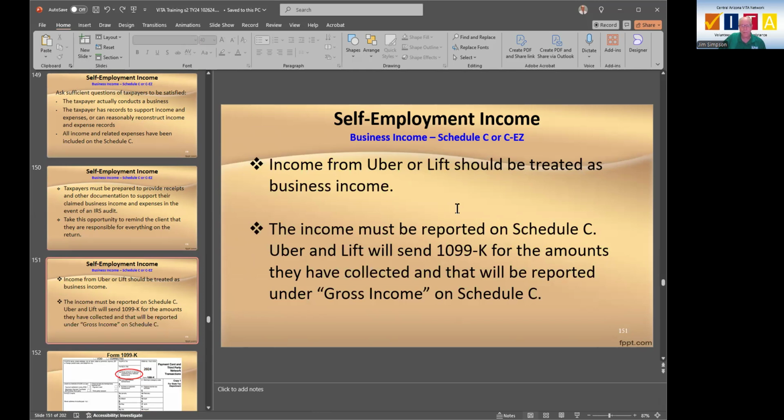Income from Uber or Lyft should be treated as business income. They're self-employed, okay? And you're going to find that some of this income gets reported on a 1099-K. Some of the other income will be reported on a 1099-MISC, right? It's still all Schedule C income.